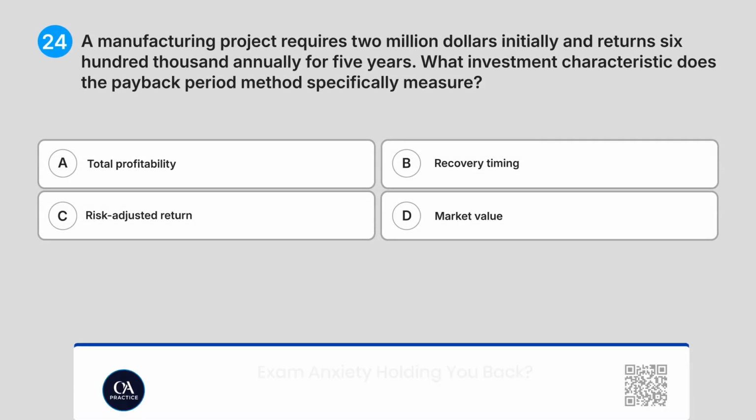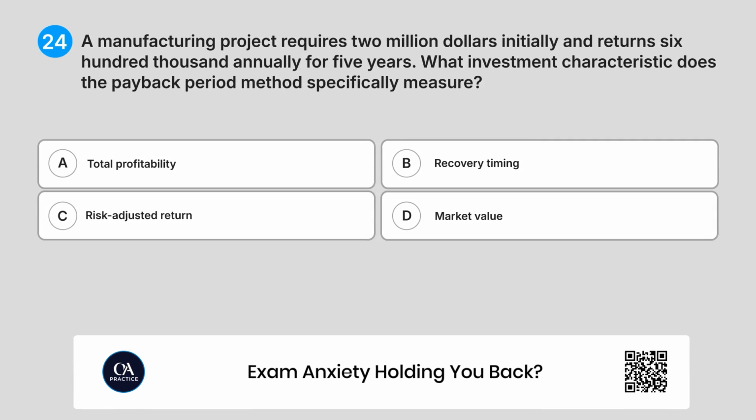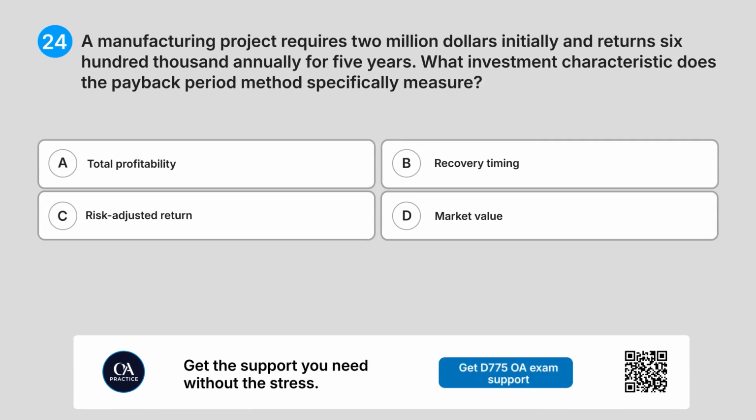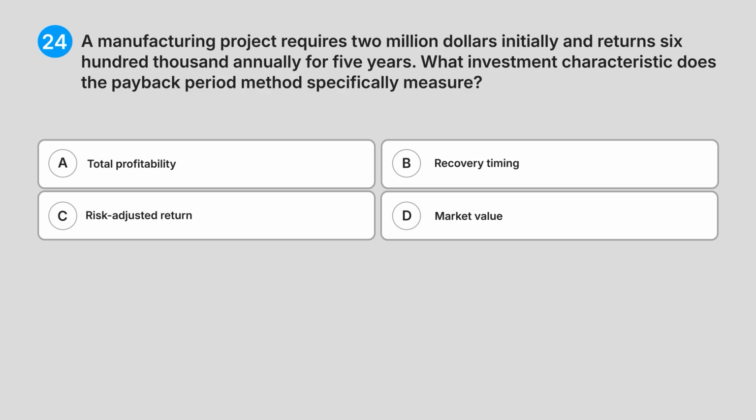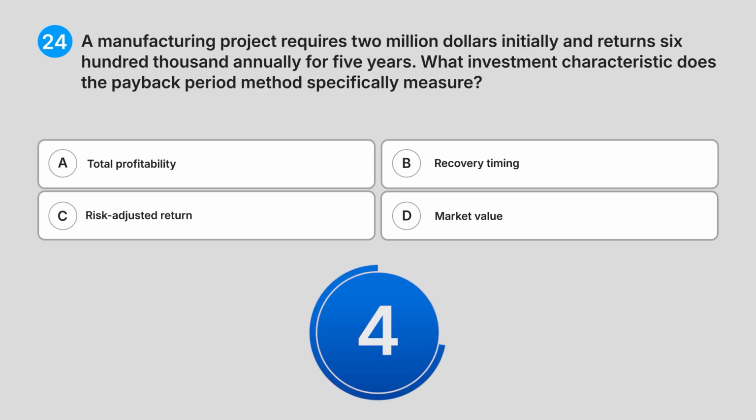24. A manufacturing project requires $2 million initially and returns $600,000 annually for 5 years. What investment characteristic does the payback period method specifically measure? A. Total profitability. B. Recovery timing. C. Risk-adjusted return. D. Market value. Do you know the answer?